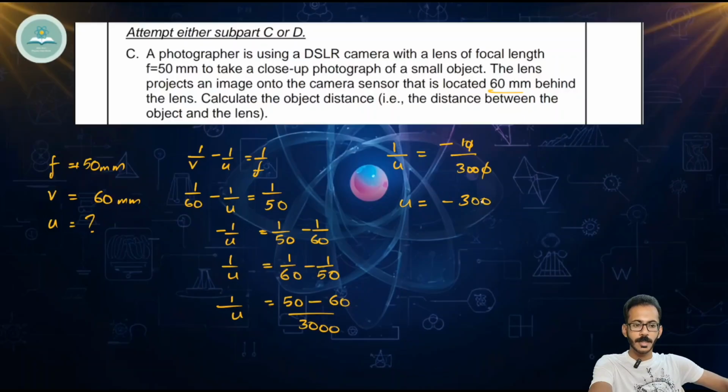Everything is given in millimeter, so object distance is also millimeter. Minus 300 millimeter. This is the object distance. Calculate the object distance was the question. We got the object distance as minus 300 millimeter. We'll go to the OR question.